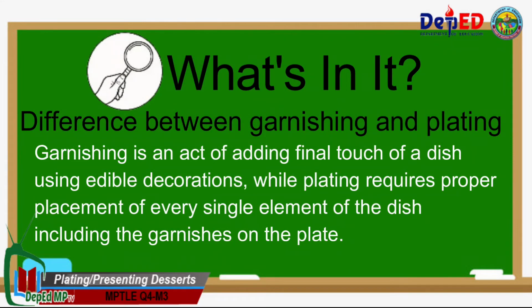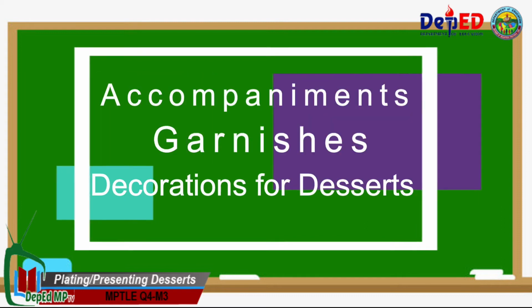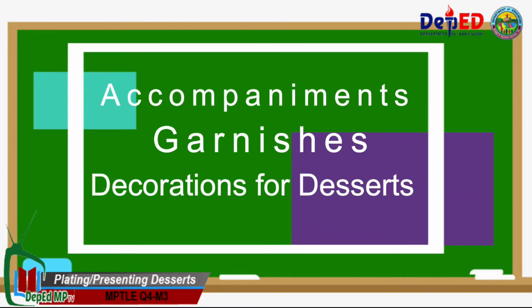Going straight on the difference between garnishing and plating, you have to bear in mind that there is a difference between garnishing and plating. Garnishing is an act of adding the final touch to a dish using edible decorations, while plating requires proper placement of every single element of the dish, including the garnishes, on the plate. Let us now move on with the accompaniments, garnishes, and decorations for desserts.